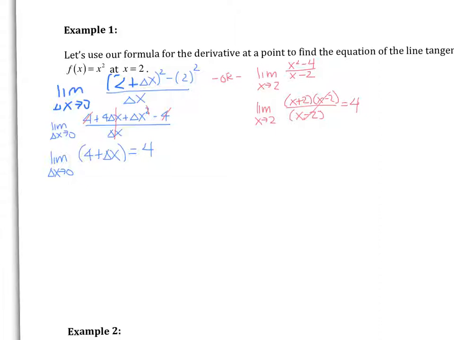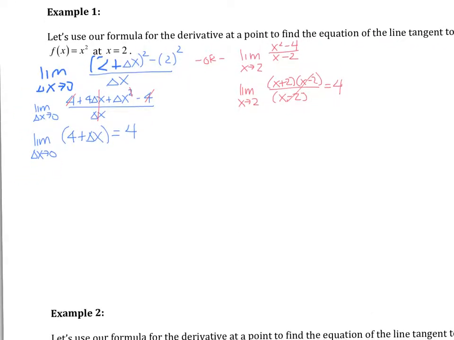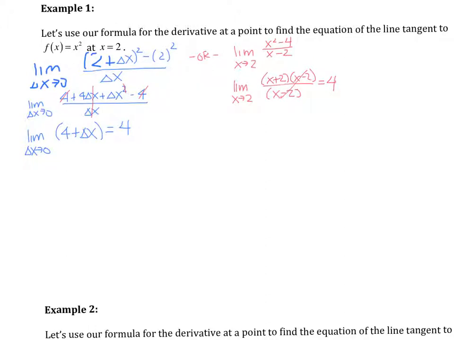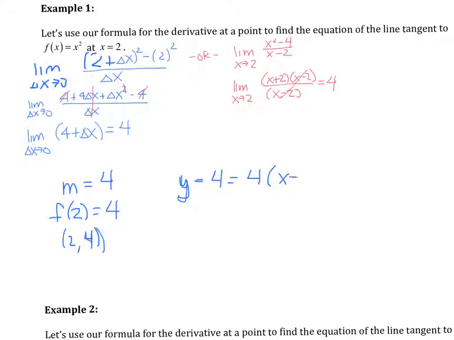Then it says to use our formula for the derivative at the point to find the equation of the line tangent. Now we have our slope. We know our slope is 4, and we know our x value is 2. If we put 2 into our function, we get 4 out. So basically we have a point and we have our slope, so we can just plug that into point slope form, and that would be y minus 4 equals 4 times the quantity x minus 2.